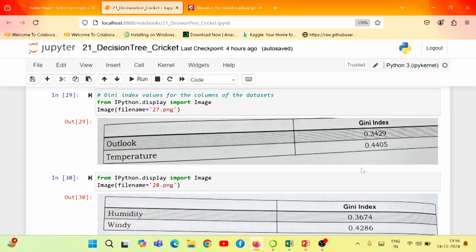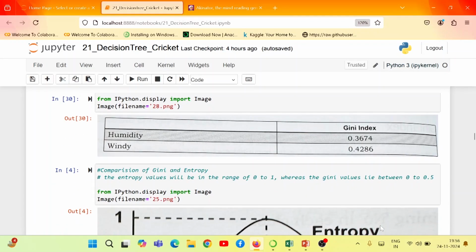Among all the columns, the Gini index of the outlook column, if you see, is coming very low, that is 0.3429. That means we have very little impurity. Hence we select outlook as our root node, right? The next low value can be seen for humidity. Hence this column should be taken as the second level node, right? So that is the idea.